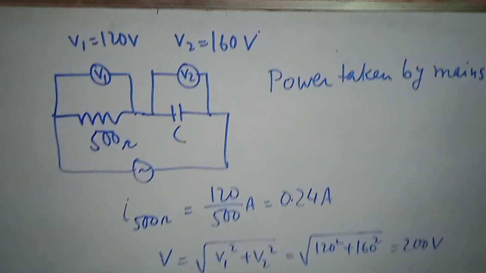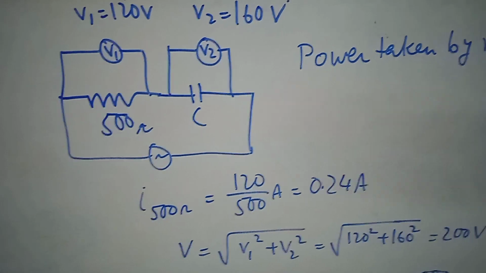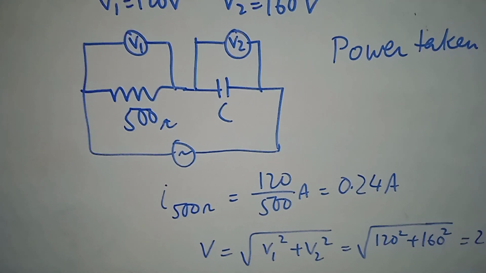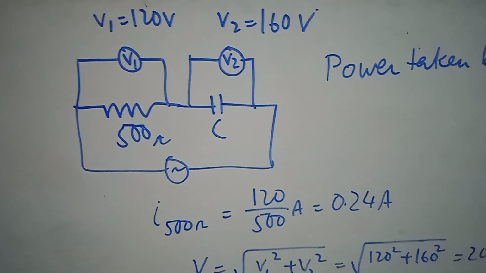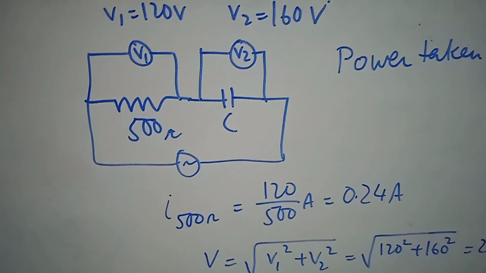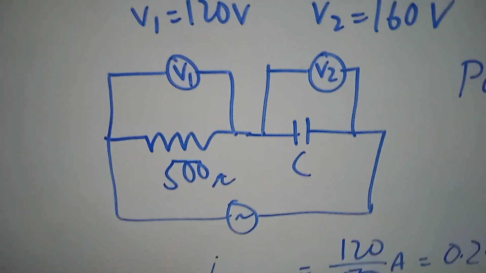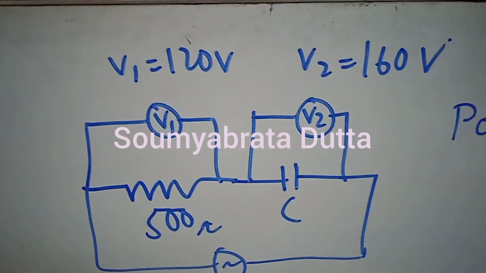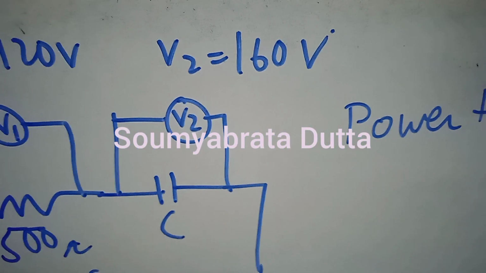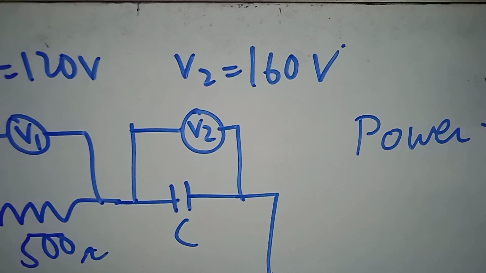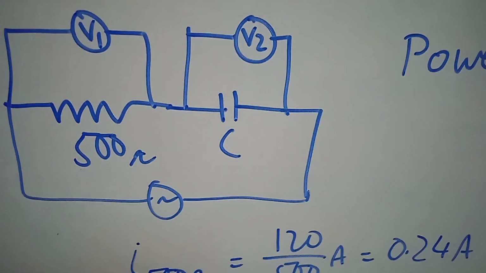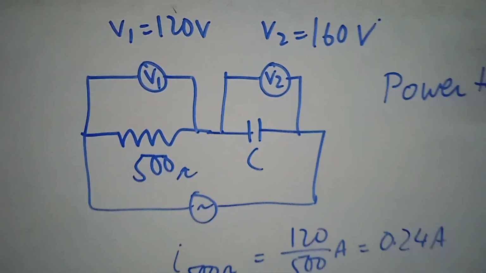Welcome once again. This is a circuit that is typical R and C, resistance and capacitance. Previously it was inductor and resistance, now it is resistance and capacitance. So resistance of 500 ohm is measured by voltmeter, which is 120 volt, and across capacitor V2, which is measured as 160 volt. Now the question is, what is the power drawn by the circuit, that is power taken by the mains.